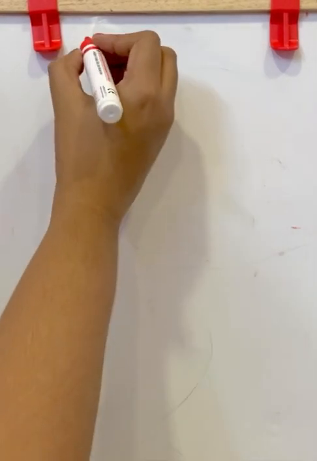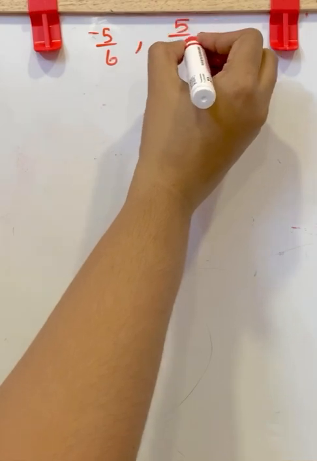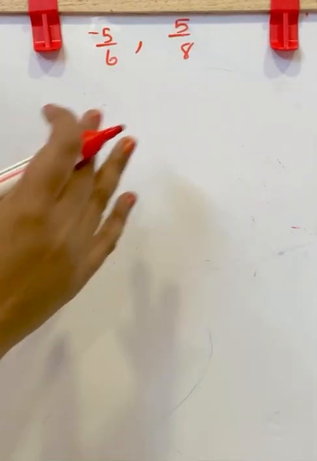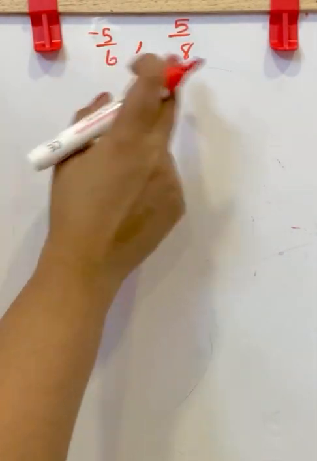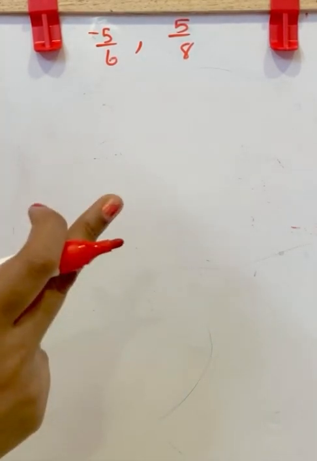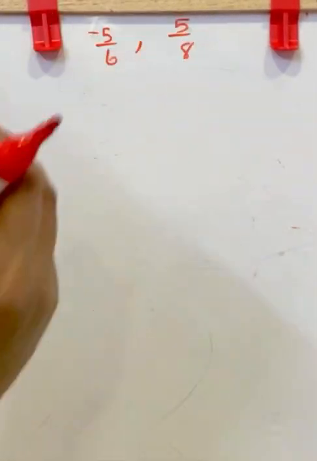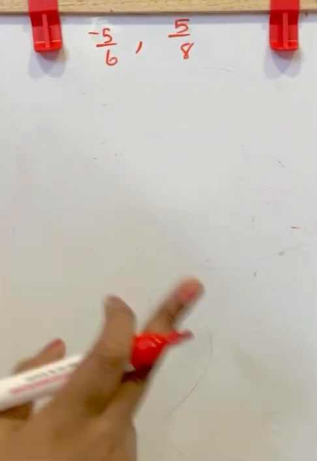Next question, with another method: find any 10 rational numbers between negative 5 by 6 and 5 by 8. If this is the question, look, the denominators here are different. So first you have to make them equal. Whenever you want to make denominators the same, you have to find the LCM.